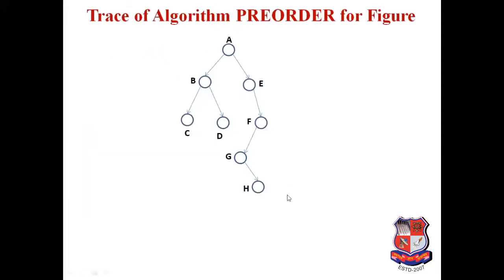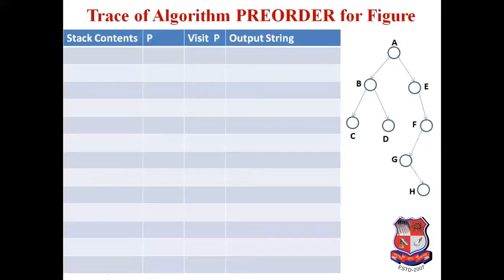We will traverse this tree in pre-order. We'll consider this tree. Now these will be the tables where we store the contents. The stack contains the nodes, the node that we are processing we store in a temporary variable P, and for processing the node, that is visit P, whatever is the sequence we store in an output string, right?